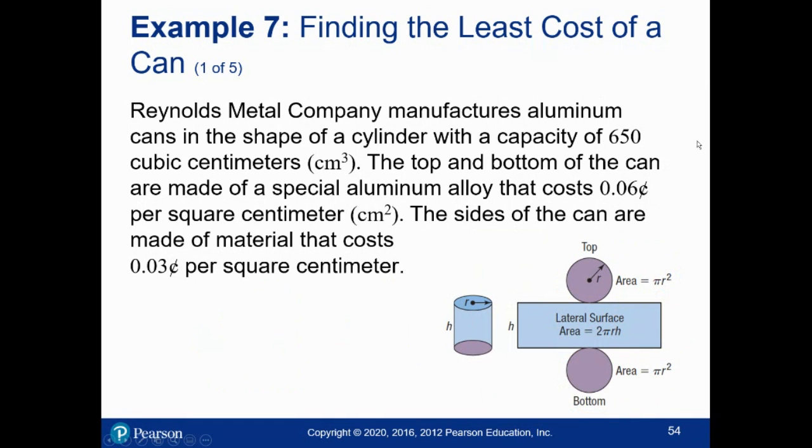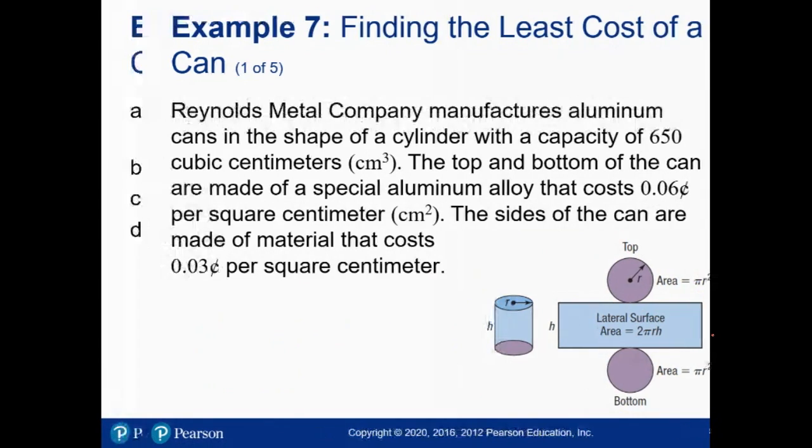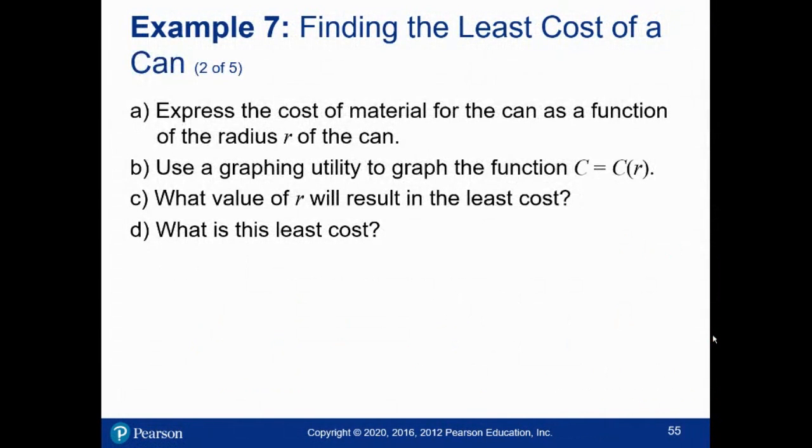So this top costs 6 cents. The bottom costs 6 cents per area. And the side costs 3 cents per area. So can you express the cost of the material as a function of the radius? Graph it, find the value of r that has the smallest cost.